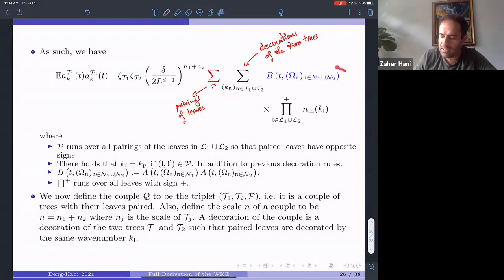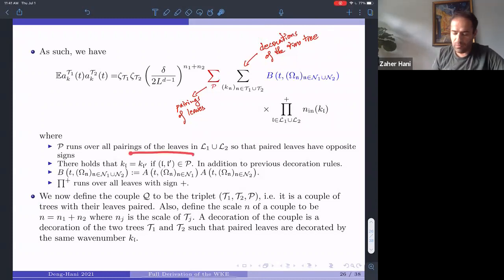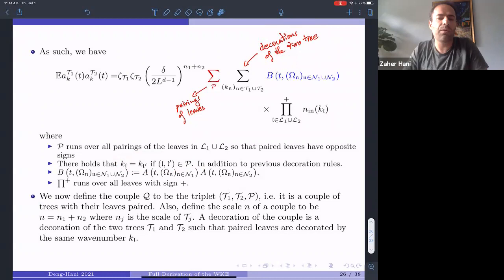This factor B is just the product of the two factors A that are coming from each tree, and then you have a product of n initial of KL, where L ranges over, say, the leaves with positive sign in L1 union L2. All right, and of course, in the decoration of the trees, something that I missed, we add into the definition of decoration the requirement that two paired leaves have to be decorated by the same frequency or the same wave number, in addition to the previous decoration rules.